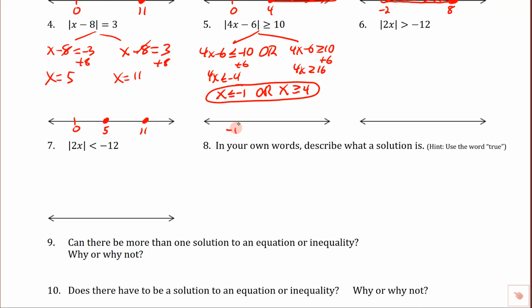I'm going to put -1 right here. We do have to fill that in, and we would shade this direction right here. And 4 is going to be about right here. We do have to fill that in, and the answers are greater than that, so we go this direction. And again, with the ors, any type of shading is okay, so I didn't need to be very careful about the way I did that. So there's the answer right there.